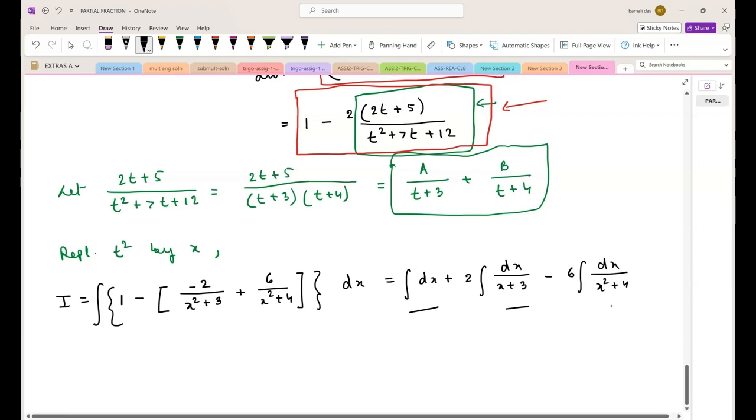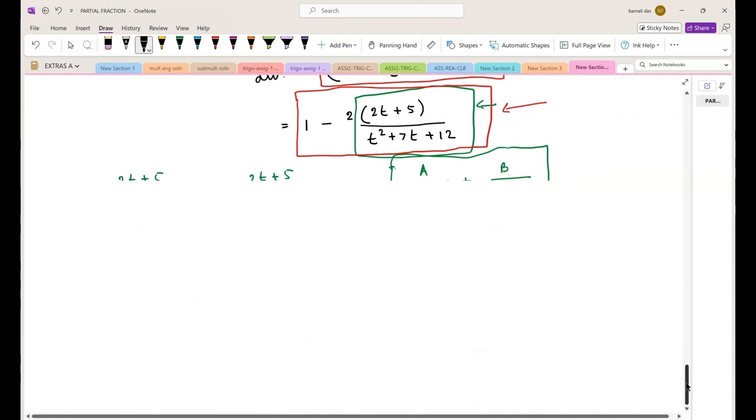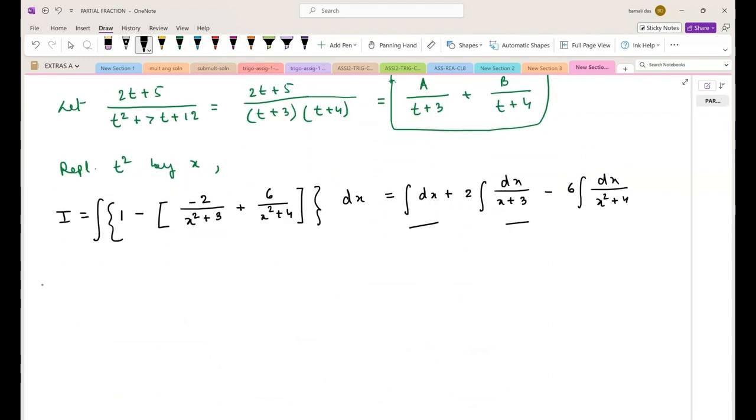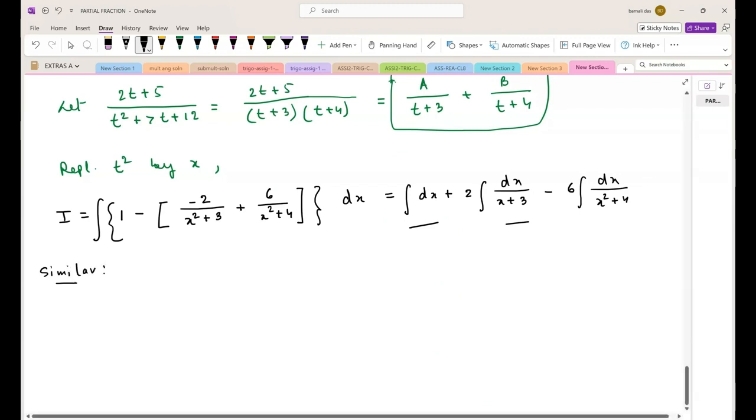I don't know whether you have been taught this in class or not: integration of dx by x square plus a square. So you can deal with that. Another similar sum you can do on your own: integration x square dx by x square plus 4 into x square plus 9. Try it on your own using the same method.